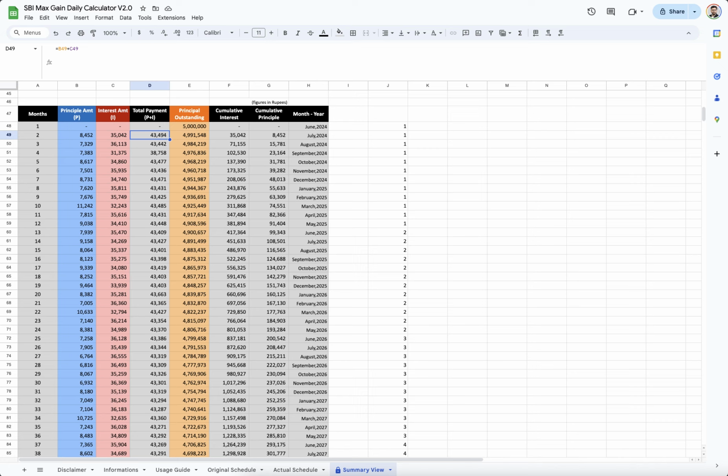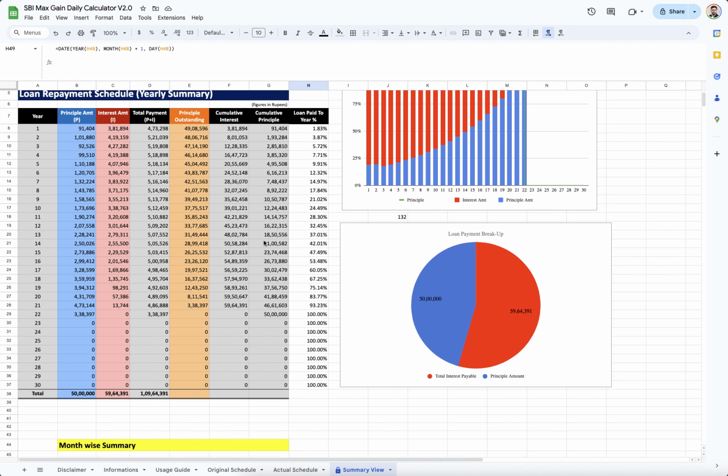This is the total payment, and this is the principal outstanding amount, right? This is the cumulative interest, and this is the cumulative principal. Okay, and there is a summary at the year level as well.